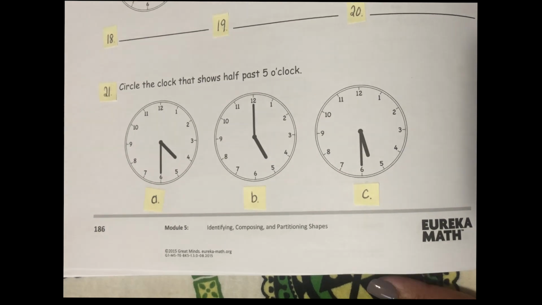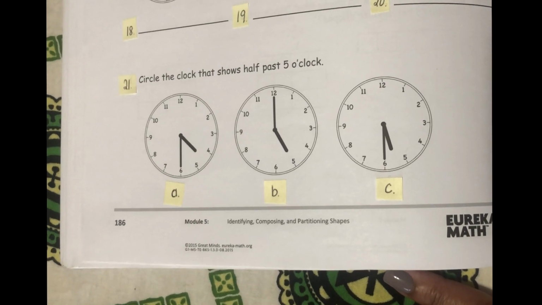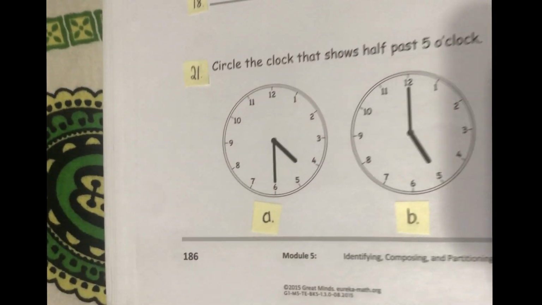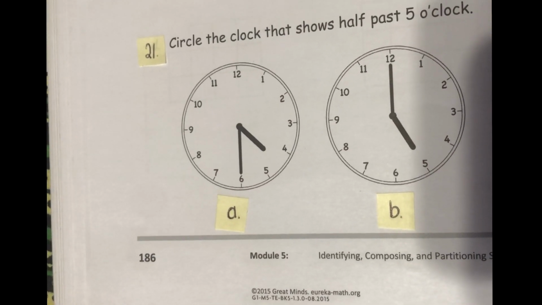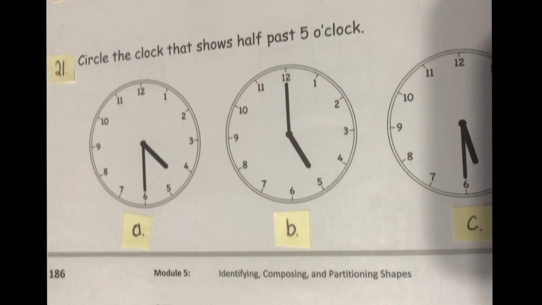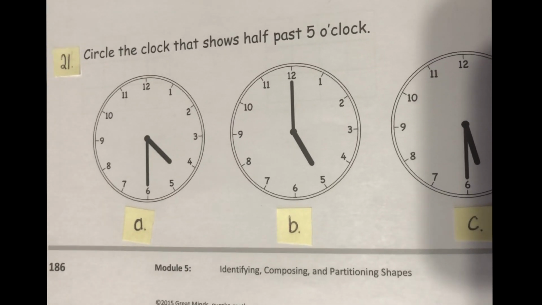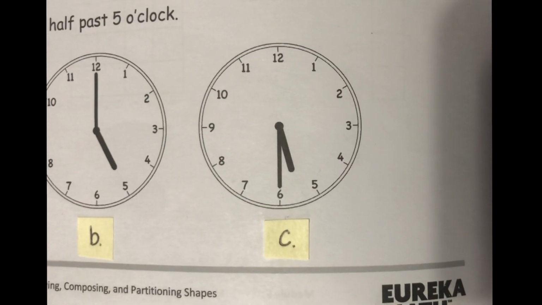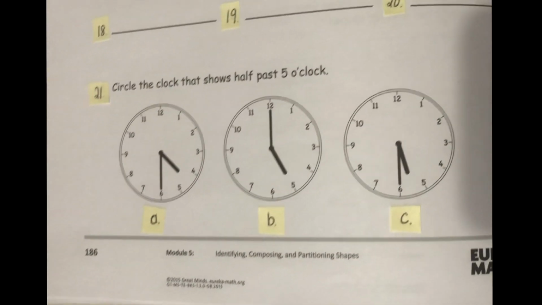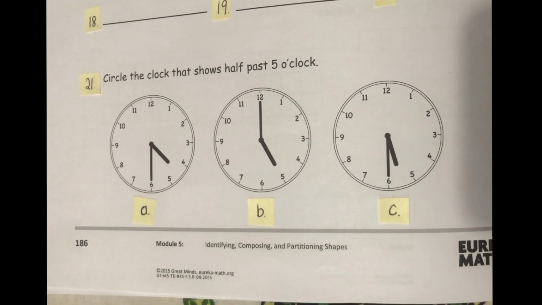Number 21. You are going to take a look at these three clocks and write the letter for the clock that shows 5:30 o'clock. So if clock A shows 5:30 o'clock, you'll write A for number 21. If clock B shows 5:30 o'clock, you'll write B for number 21. And if clock C shows 5:30 o'clock, then you'll write C for number 21. Yay, Bo? You may pause the video to take a closer look at each clock.